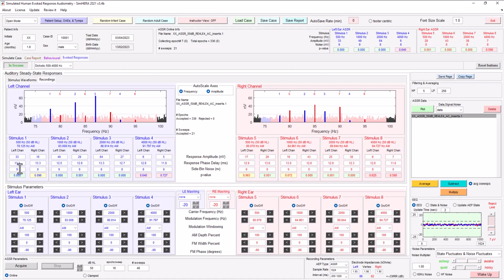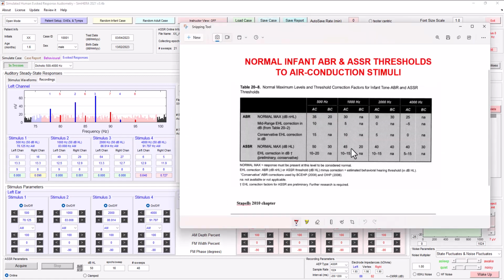There are responses at 50 for the 500, so that meets our typical criteria, but 1000 and 2000, we also have responses, but they are not at minimum response intensities, but they're at least only 10 dB up from minimum response intensity. Therefore, they're likely a possible mild loss.